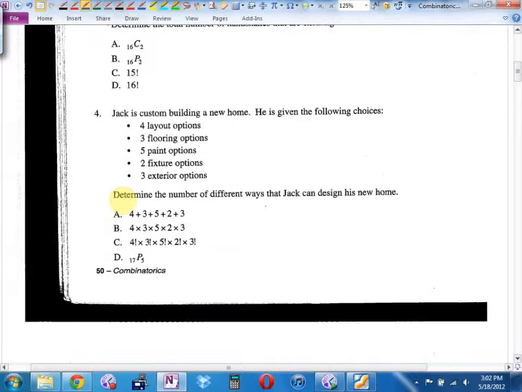Number 4, skip 3. Jake is custom building a new home. He's given the following choices. Determine the number of different ways that Jake can build his new home. What do you think? Yeah, B. This is fundamental counting principle still, right? That many choices, that many choices, that many choices, that many choices, and means multiply.